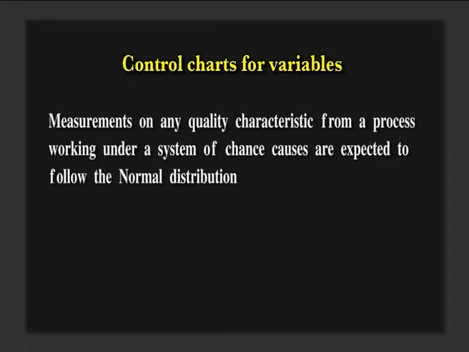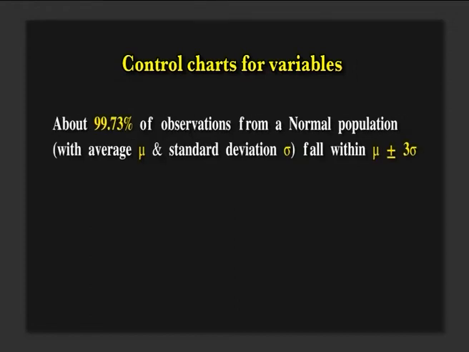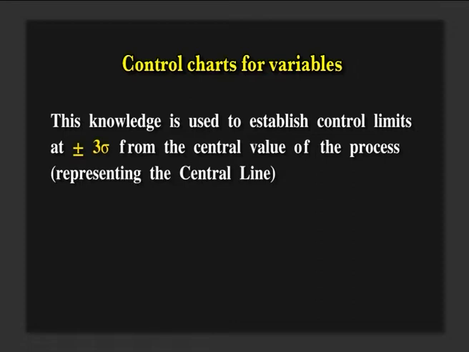Measurements on any quality characteristic from a process working under a system of chance causes are expected to follow normal distribution. About 99.73% of the observations from a normal population with average mu and standard deviation sigma fall within mu plus or minus 3 sigma. This knowledge is used to establish control limits at plus or minus 3 sigma from the central value of the process, representing the central line.